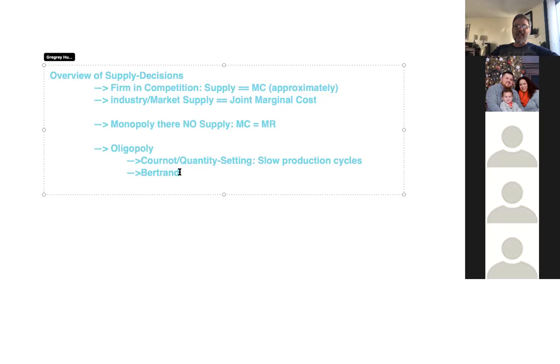in a relatively short period of time. So in that kind of environment, it tends to be that this Bertrand model, and these are just names of economists that came up with these ideas in the late 1800s, early 1900s. And it's a price setting model. So I would say these are relatively fast production cycles, goods.